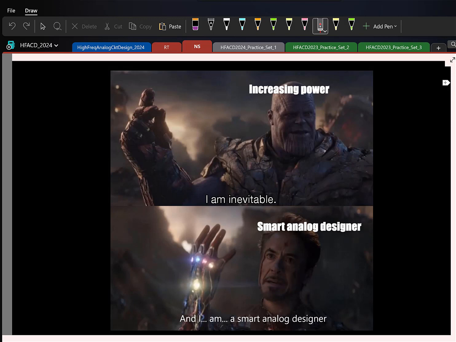Okay. But in this scenario we have seen, it seems like increasing power is inevitable, but that might not be the case all the time. Okay. So let's stop here.